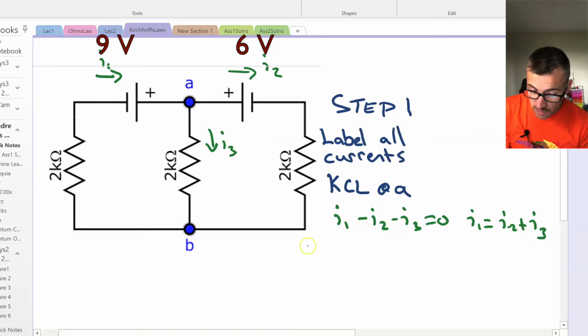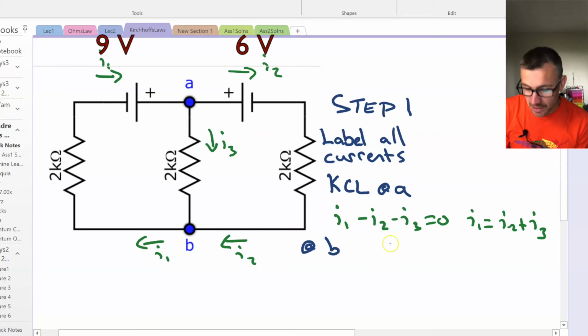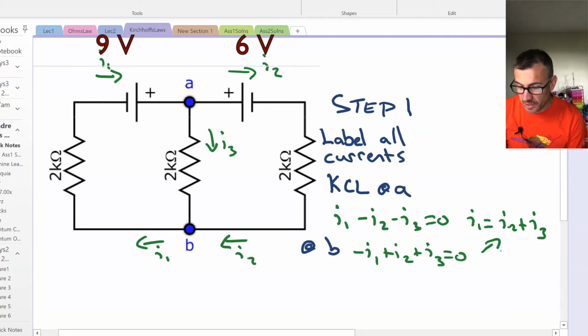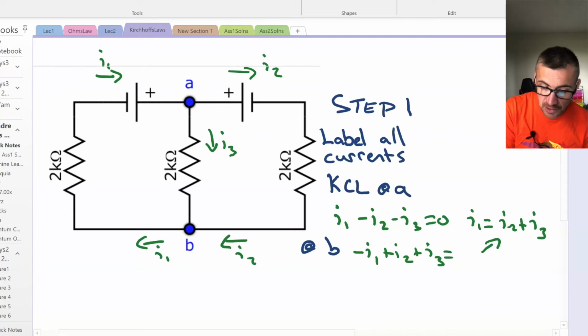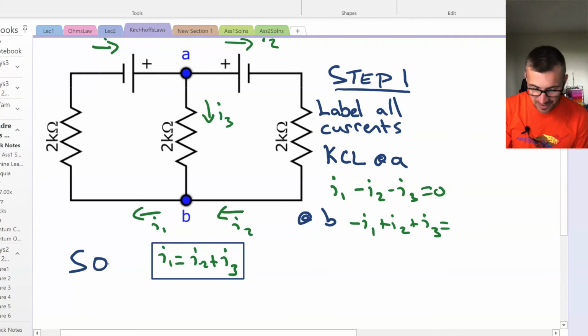How about at node B? Well, at node B, we have a similar situation. Note that we have current I2 going all the way around this loop. So we have I2 here, and we similarly have I1 here. So at B, Kirchhoff's current law says that negative I1 plus I2 plus I3, I3 and I2 are going into the node, is equal to 0. And that's also I1 is equal to I2 plus I3. So let's highlight this equation. And that's our first thing we've learned about the circuit. We'll just move that down there.